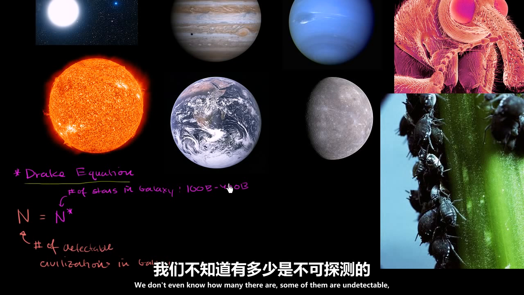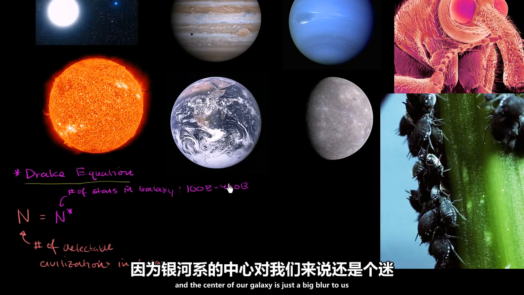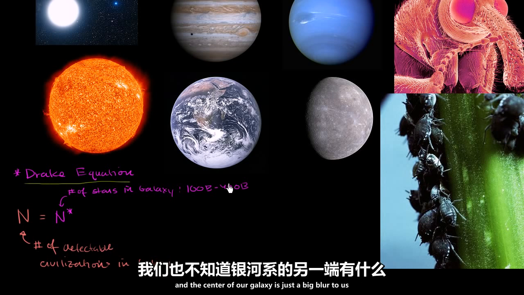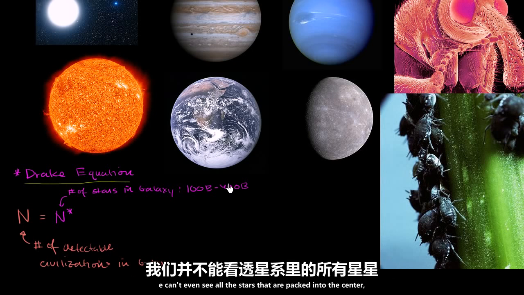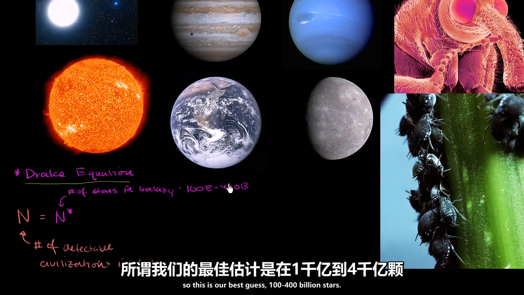We don't even know how many there are. Some of them are undetectable. In the center of our galaxy, it's just a big blur to us. And we don't even know what's on the other side of that. And we can't even see all the stars that are packed into the center. So this is our best guess: 100 billion to 400 billion stars.